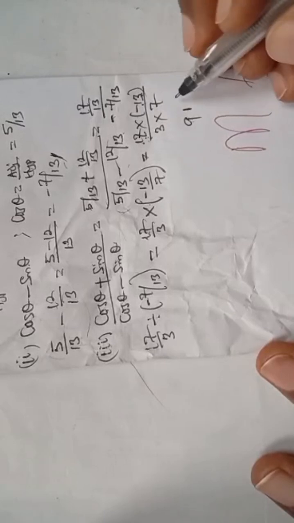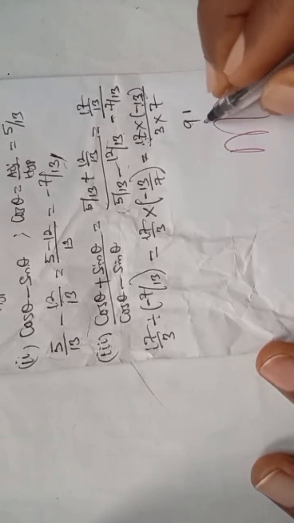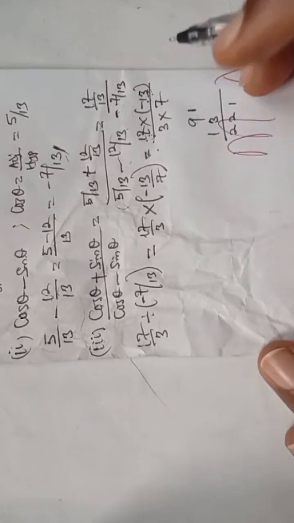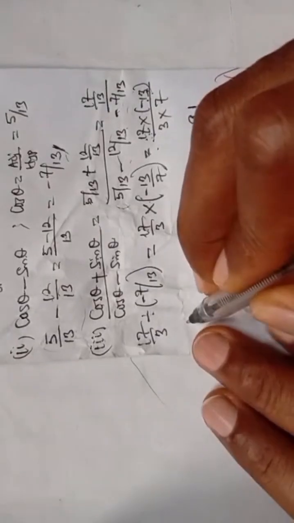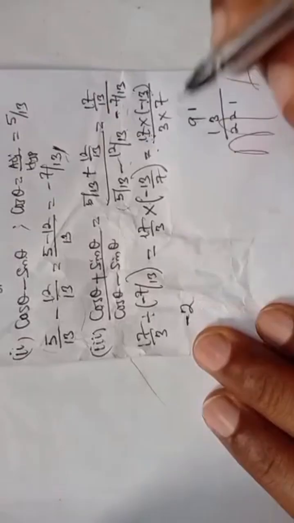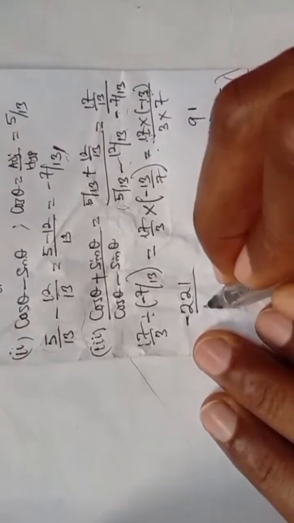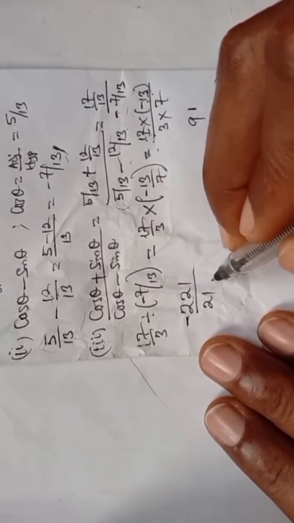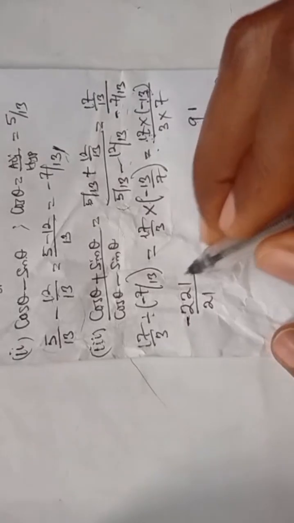Then 1 times 3 is 3. This gives us minus 221 over 21.